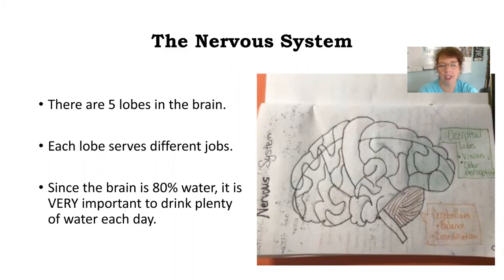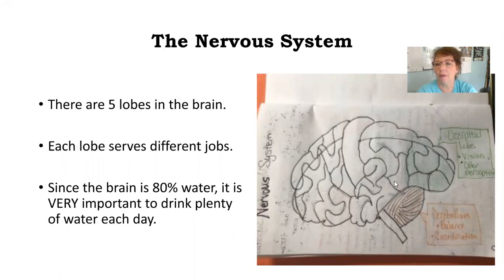demonstrating 5 sections of the brain. There's little sections within big sections, but there's mainly 5 lobes. They call them lobes. And each lobe serves a different job. And it's amazing to me that the brain is made up of 80% water. It's very important that you drink your water every day. You need to be drinking at least 8 cups of water a day because that makes your brain function. Smarter people must know that they need to drink more water.